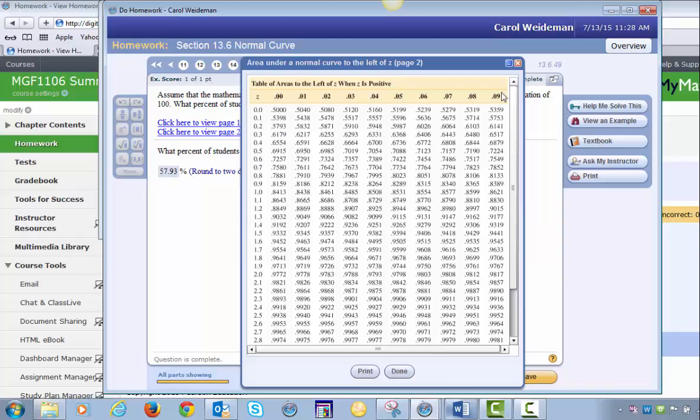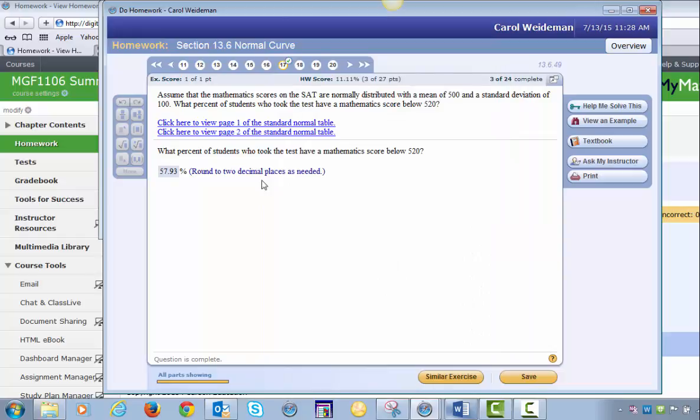so we expect 57.93% of the students to score below 520, which makes sense because this 520 is above the mean, and we know the mean sits right in the middle of the distribution. 50% will be below, 50% above. So this is a little bit above, so we're going to have a little bit more than 50% scoring below that 520.